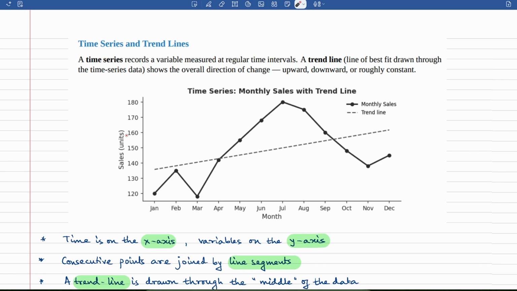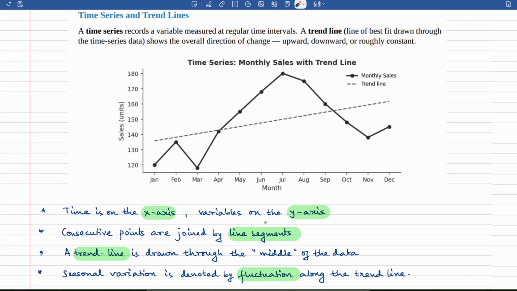Remember, in a time series graph, time is always on the x-axis. Like, this is non-negotiable. That's why it is named time series. If time is not there, then why name it that way, right? So time series graphs imply time is on the x-axis and variables should be on the y-axis. All right. Consecutive points are joined by line segments. You do not freehand draw the curve.